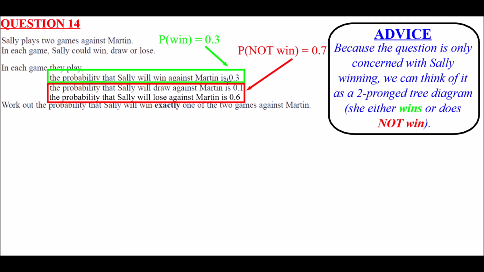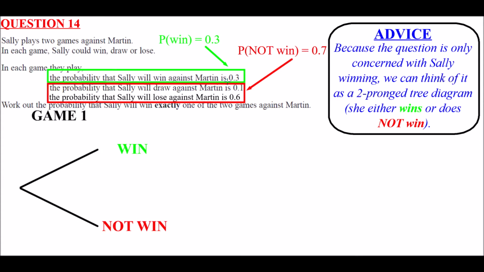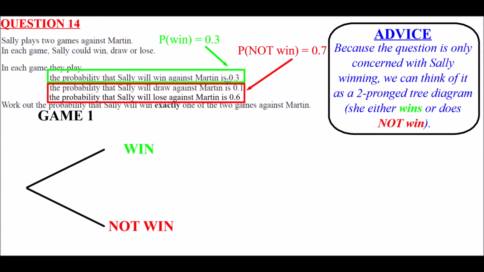So now we can start to construct the tree diagram. So here's the first branch for game 1. So the chance for winning is 0.3, which we can add on. And the chance for not winning is 0.7, so we can add this on as well. We now need an extra branch for game 2.